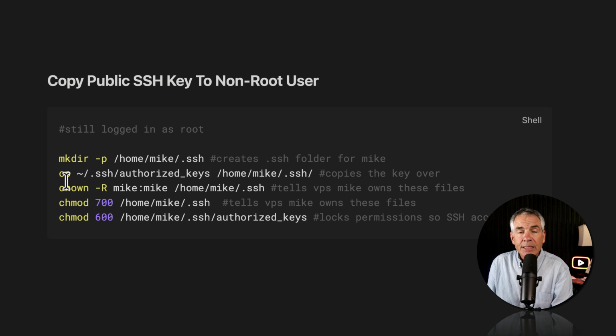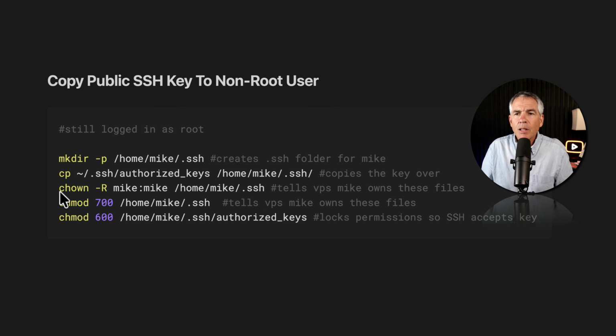The second line, cp, just stands for copy. We're just copying over the public key from the root directory into the new Mike non-root user directory. The next two lines tell our VPS that Mike owns these files, and the last one locks down the permissions, so SSH is going to accept the key.